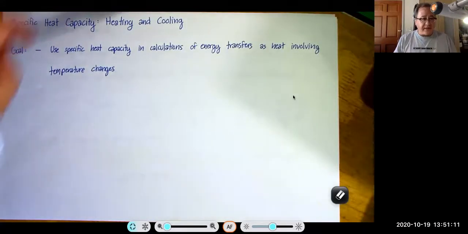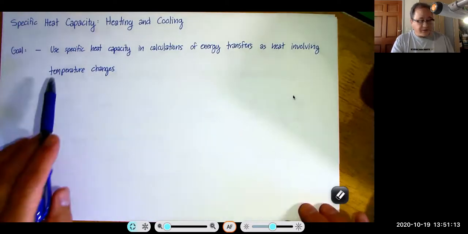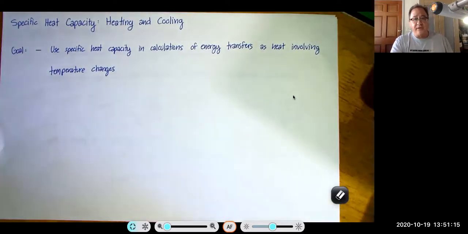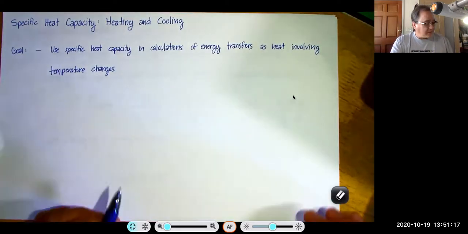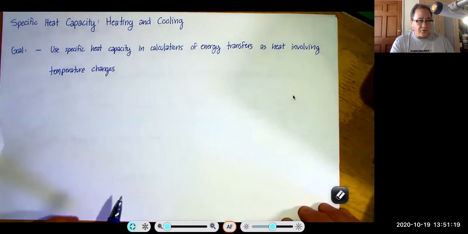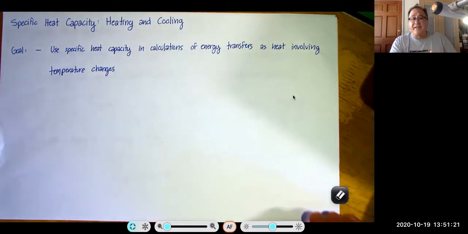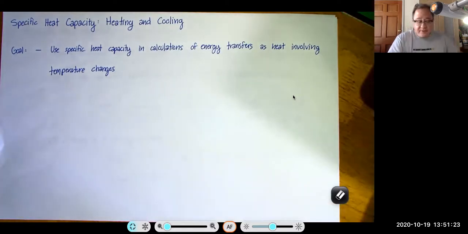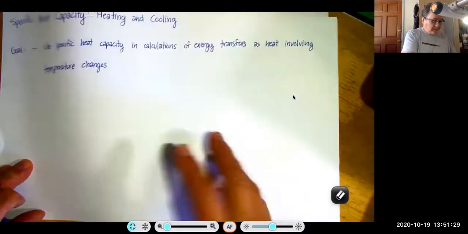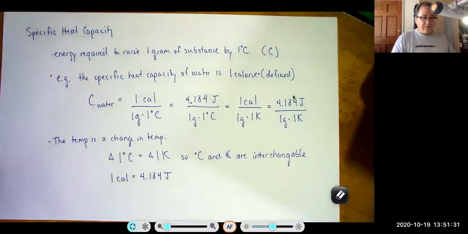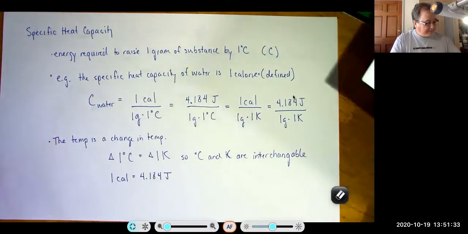Okay, we're going to be looking at the next section here, specific heat capacity, heating and cooling. We just looked at some of the basics of energy. So the goal here is to use specific heat capacity in calculations of energy transfers as heat involving temperature changes.